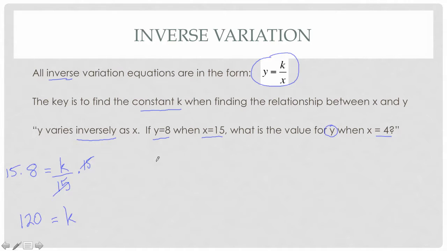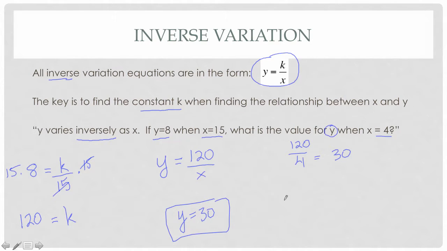So there is my constant of variation right there. And so my inverse equation is y equals 120 divided by x. As x gets bigger, y gets smaller. As x gets smaller, y gets bigger. But I need to find out what y is when x is 4. So let's put 4 in for x. 120 divided by 4 is going to equal y. 120 divided by 4 is 30. So there's my value. Y has to equal 30.